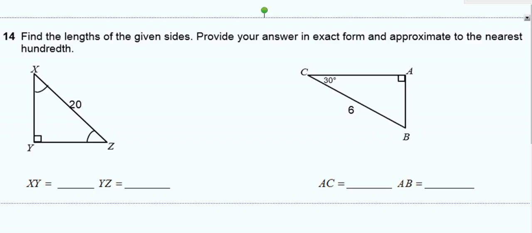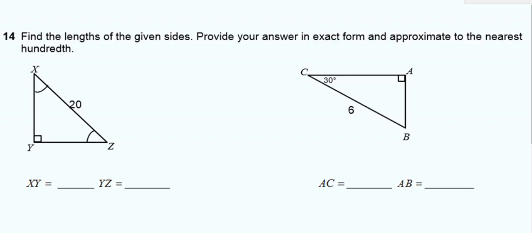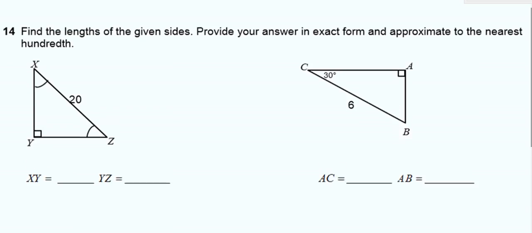Find the lengths of the given sides, provide your answer in exact form, and approximate to the nearest hundredth. So exact form means we're going to have square roots in our answer. The approximate means you're going to type that square root into your calculator and get the decimal.